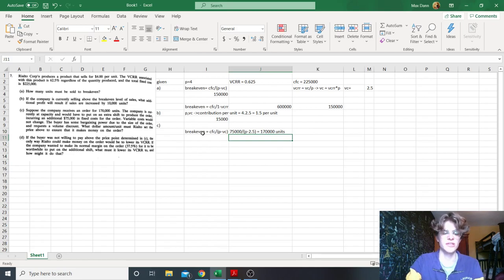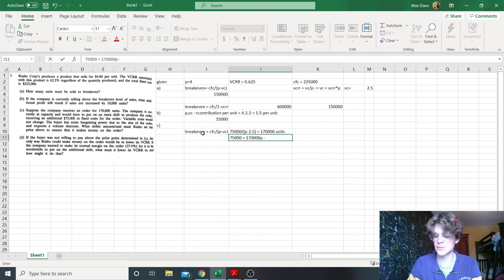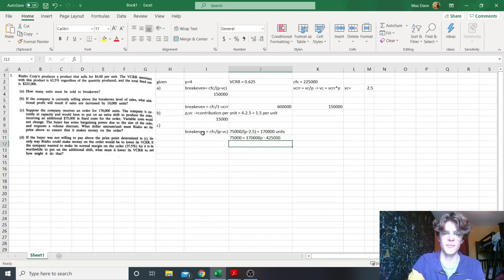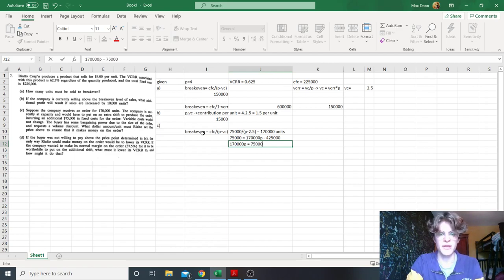So if we rearrange that, we get that 75,000 is equal to 170,000 P minus whatever 170,000 times 2.5 is. So 170 times 2.5 is 425, so 425,000. Rearranging again, we get 170 P is equal to, we'll just leave the math for later, 75 plus 425,000. And then P would be equal to 75 plus 425 divided by 170,000.